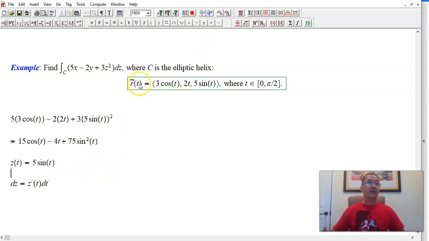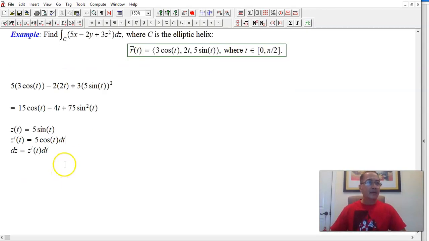Okay, so if you see that you're integrating dz, you have to look at your z component for r, and you need the derivative. So z prime of t equals 5 cosine of t dt.